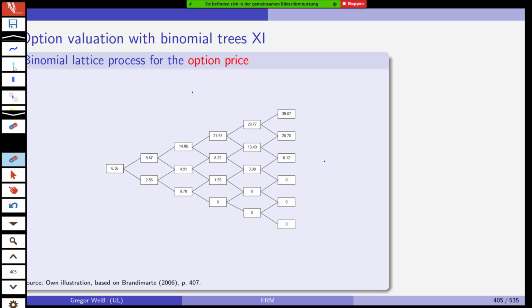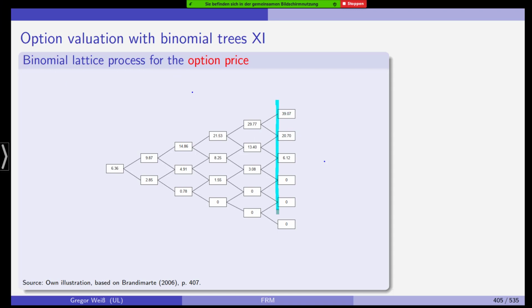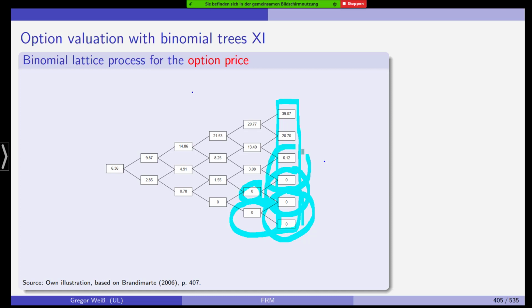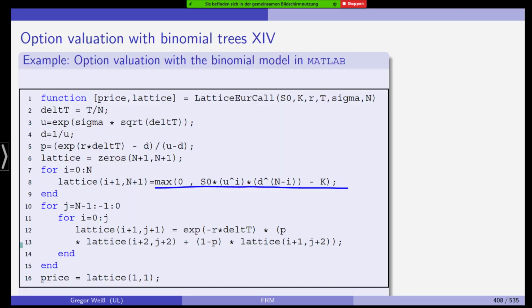What we're doing is we initialize the last column, and then we take those two values and we calculate this one. We take those two and calculate this one. We calculate those two and calculate this one, and so on. And then we take these two, calculate this one. We take these two, we calculate this one. This is the double for loop you can see here.